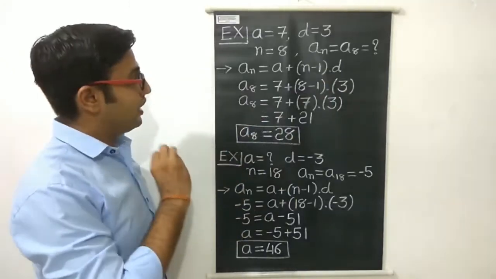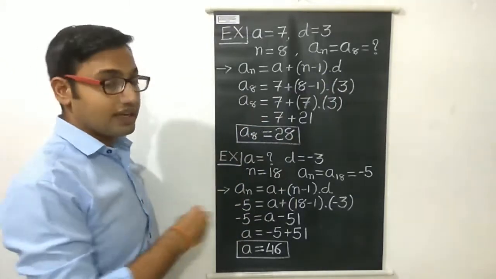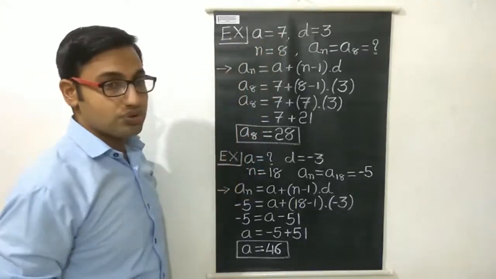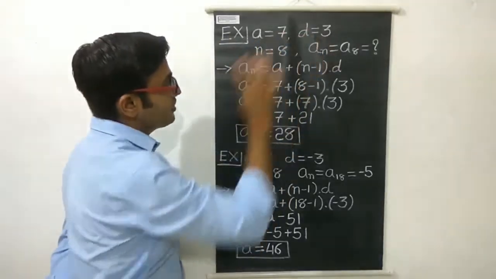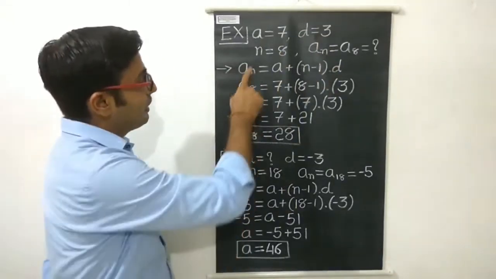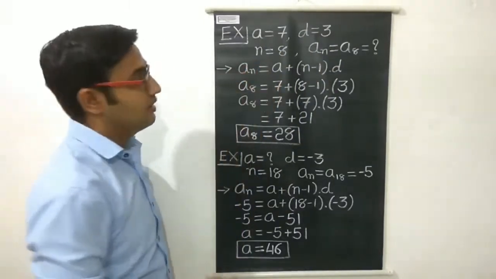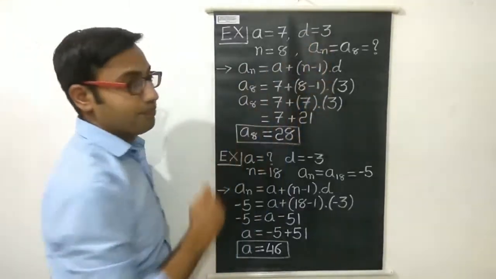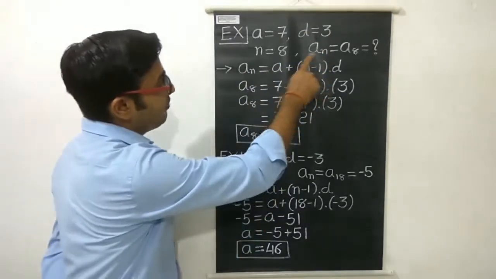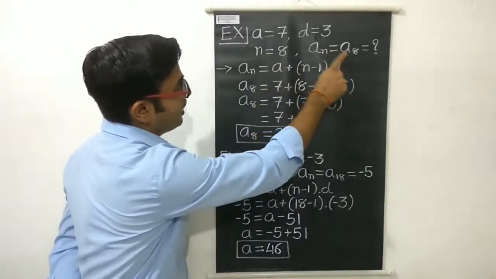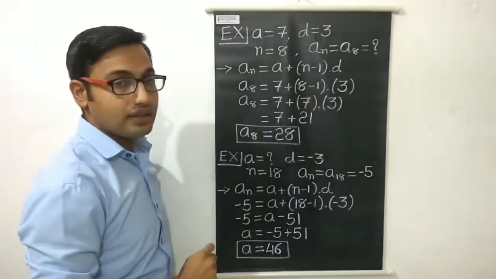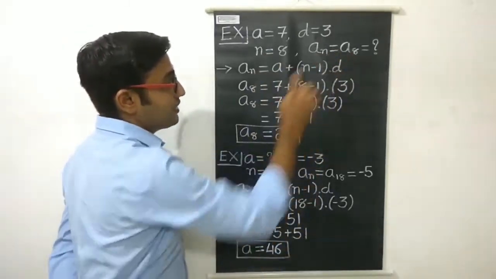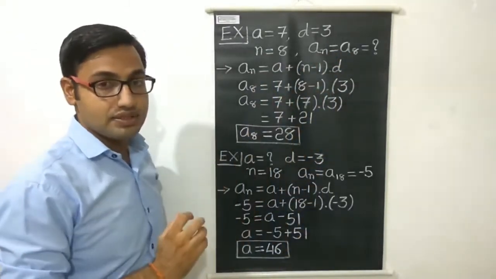Right? So let us understand this by taking one example. Let's suppose we are given the first term is equal to 7. The common difference is equal to 3. The value of n is equal to 8. And we want to find the an term. An means n is 8, so we can also write it as a8. So what is the value of the term which is placed at the 8th place?